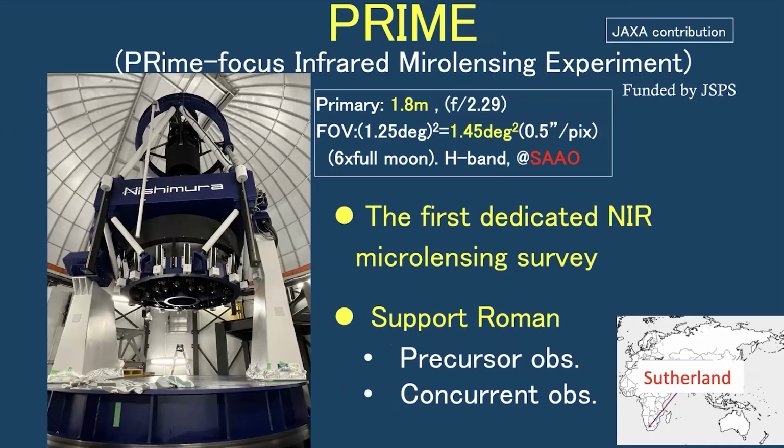And we also built another telescope in South Africa called PRIME, the Prime Focus Infrared Microlensing Experiment. The primary is 1.8 meters. We have a 1.4 square degree field of view with infrared, running the H4RG detector from the Roman project. This will be the first dedicated near-infrared microlensing experiment. We are going to support the Roman project by conducting precursor and also concurrent observations towards the bulge.